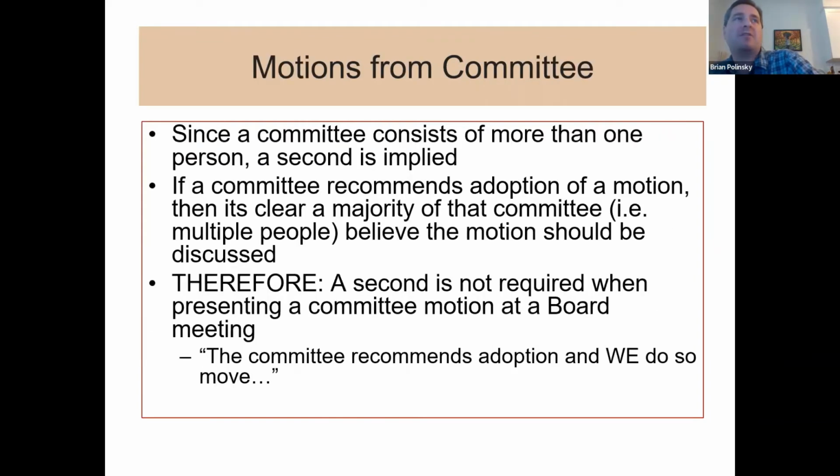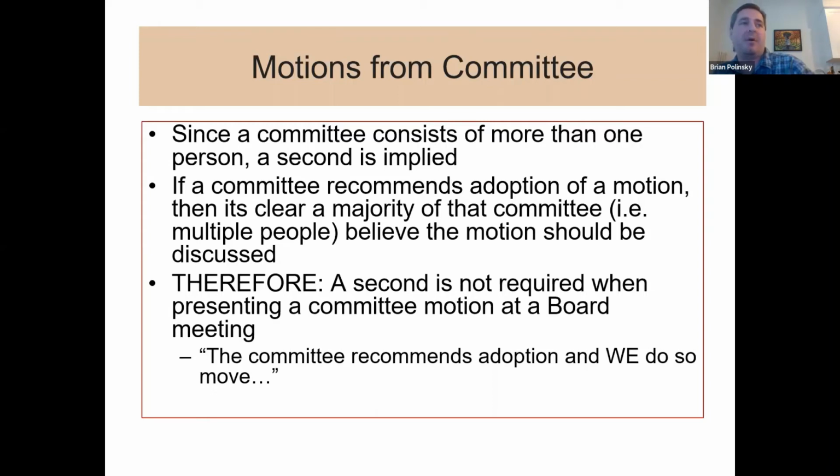So at a board of directors meeting, there can also be motions that emerge from a committee recommendation. When that's happening, since a committee consists of more than one person, a second is already implied. So if a committee recommends adoption of a motion, then it's clear that a majority of that committee, in other words, multiple people, already believe that the motion should be discussed. So therefore, in that situation, a second is not required when presenting a committee motion at a board meeting.